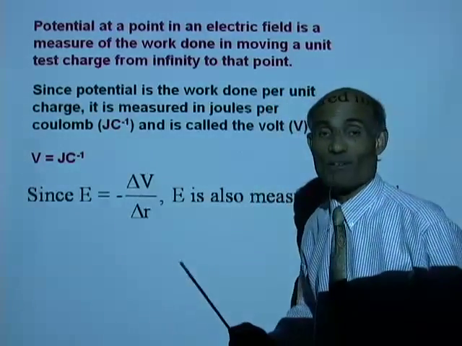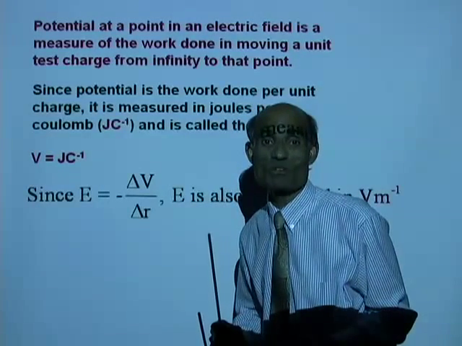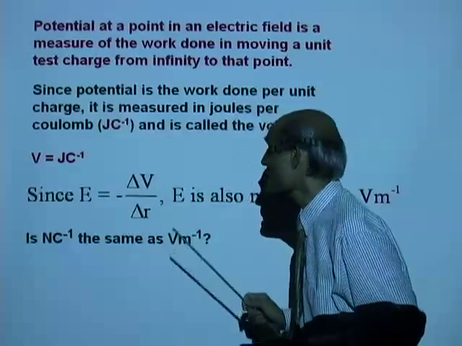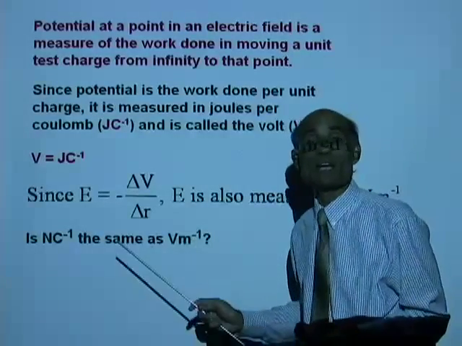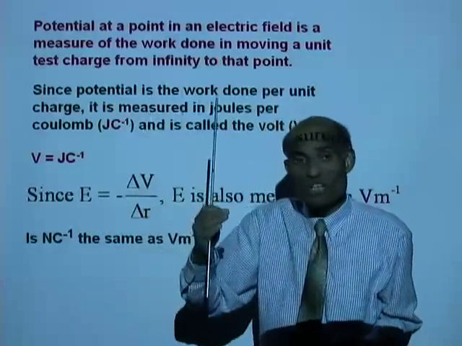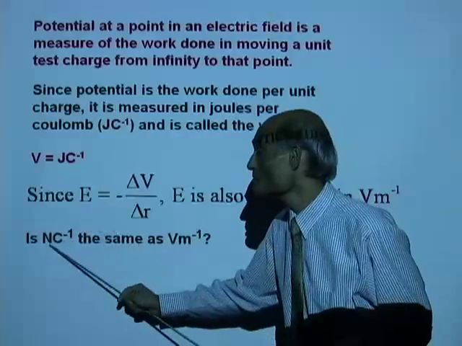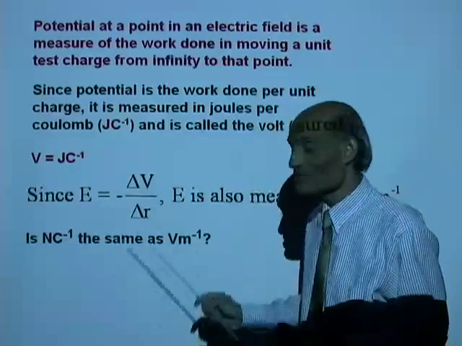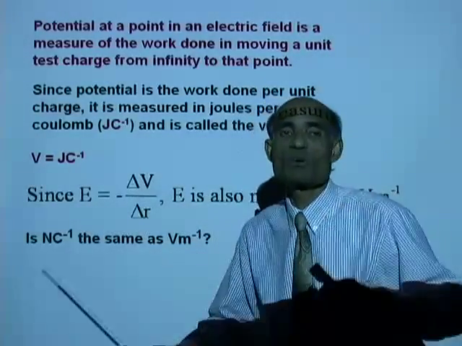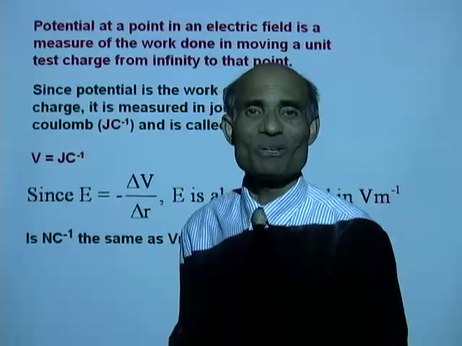Alright, if I give you a 1 point extra credit, I want to see how many of you will want to attempt that. Is Newton per coulomb the same as volt per meter? Now, if anybody can show that these two are the same by writing the necessary steps, I will give you 1 extra credit point. Newton per coulomb is actually the same as volt per meter. Now, write down the steps and show me how these are the same. I will give you 1 extra credit point.